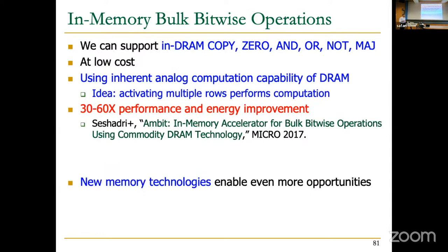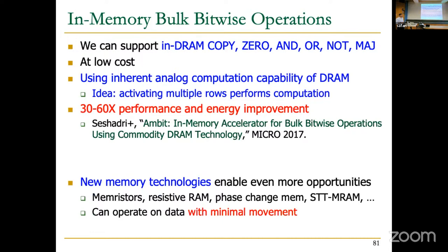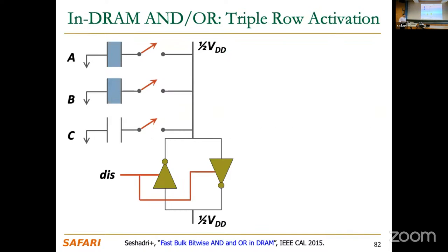This is the MICRO 2017 paper called Ambit. I'm going to talk about this implemented in DRAM, but it's not limited to DRAM, it also enables other memory technologies. The principle of the Ambit paper, doing bulk bitwise Boolean operations, is the same principle of charge sharing from RowClone that I just mentioned. We are going to operate on the same idea.